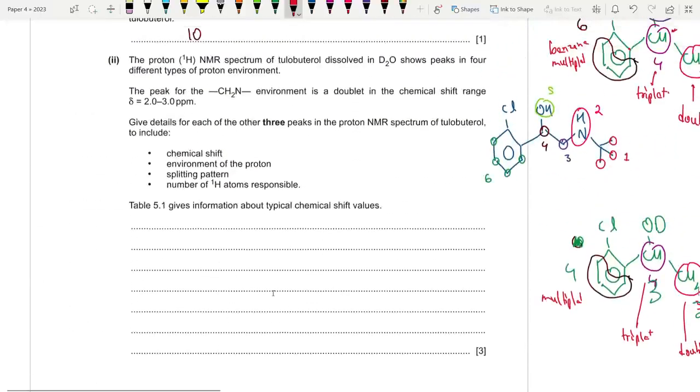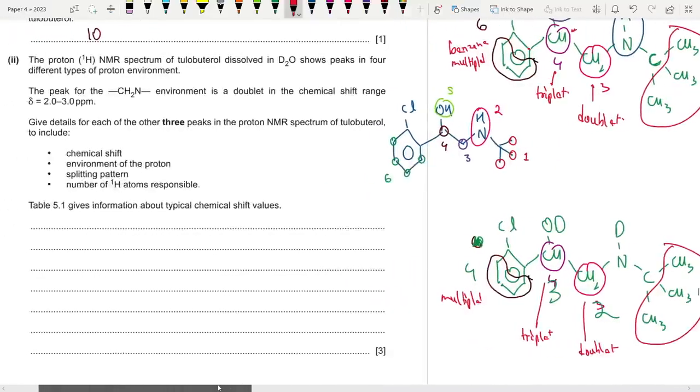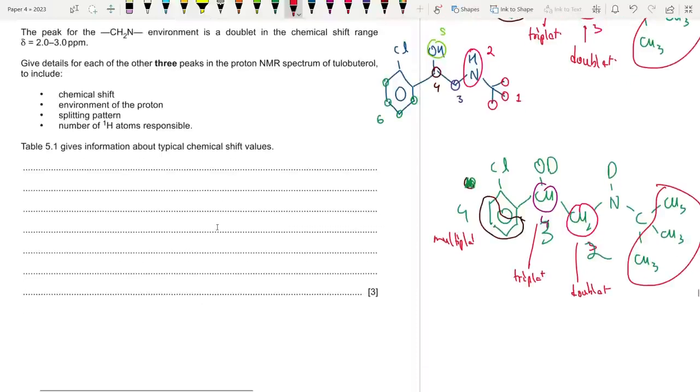Now give details for each of the other three peaks in the proton NMR of tolubutyl. So what are the other three? The multiplet, the singlet, and the triplet. We need to mention the chemical shift, the environment of the proton, the splitting pattern, and the number of hydrogen atoms responsible. So let's do this step by step. Here the number of hydrogen atoms is 9 hydrogen. Here it's 2 hydrogen. Here it's 1 hydrogen, and here it's 4 hydrogen. So let's begin.